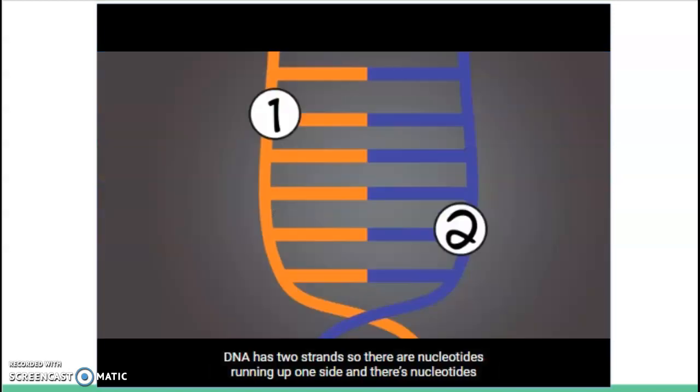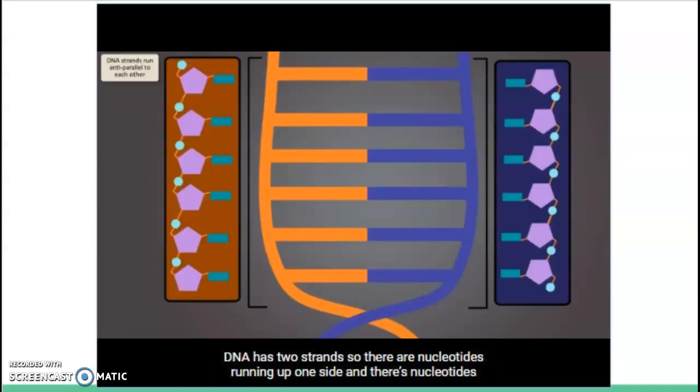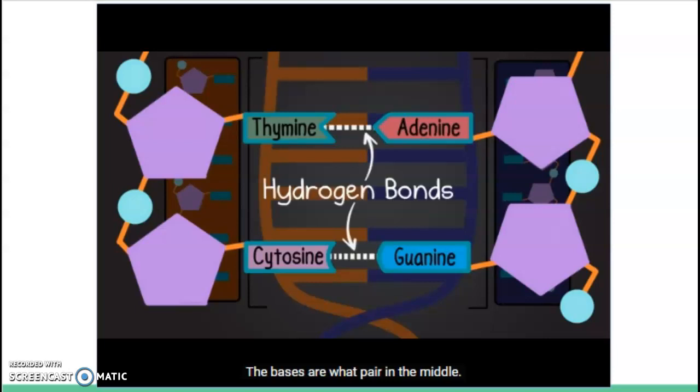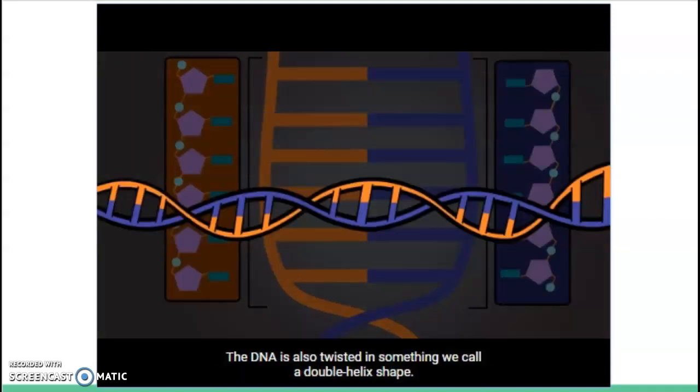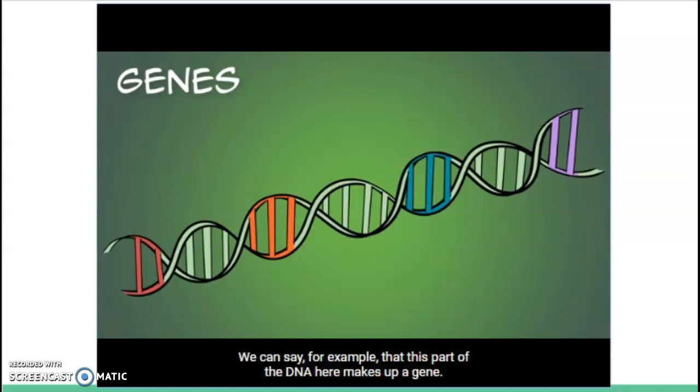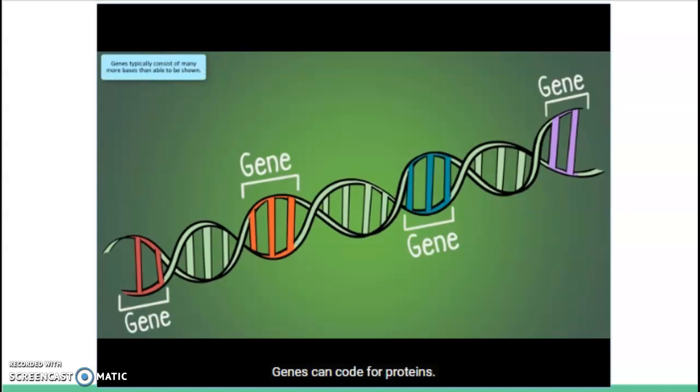DNA has 2 strands, so there are nucleotides running up one side, and there's nucleotides running up the other side. The bases are what pair in the middle. The bases are held together by hydrogen bonds. The DNA is also twisted in something we call a double helix shape. Portions of DNA make up genes. We can say, for example, that this part of the DNA here makes up a gene.